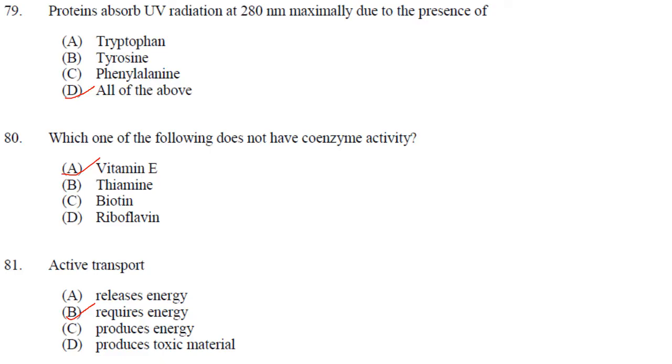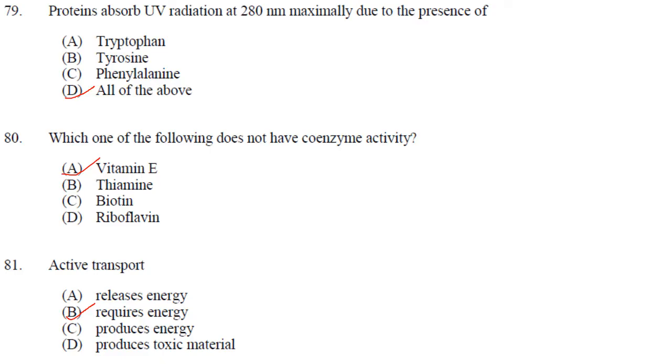Then which of the following does not have coenzyme activity? If you take option B, thiamine, the thiamine pyrophosphate or TPP, it functions as a coenzyme for a number of enzymes involved in carbohydrate metabolism. Then if you see option C, that is biotin, it is a coenzyme for 5 carboxylase enzymes which are involved in the digestion of carbohydrates, synthesis of fatty acids and gluconeogenesis.